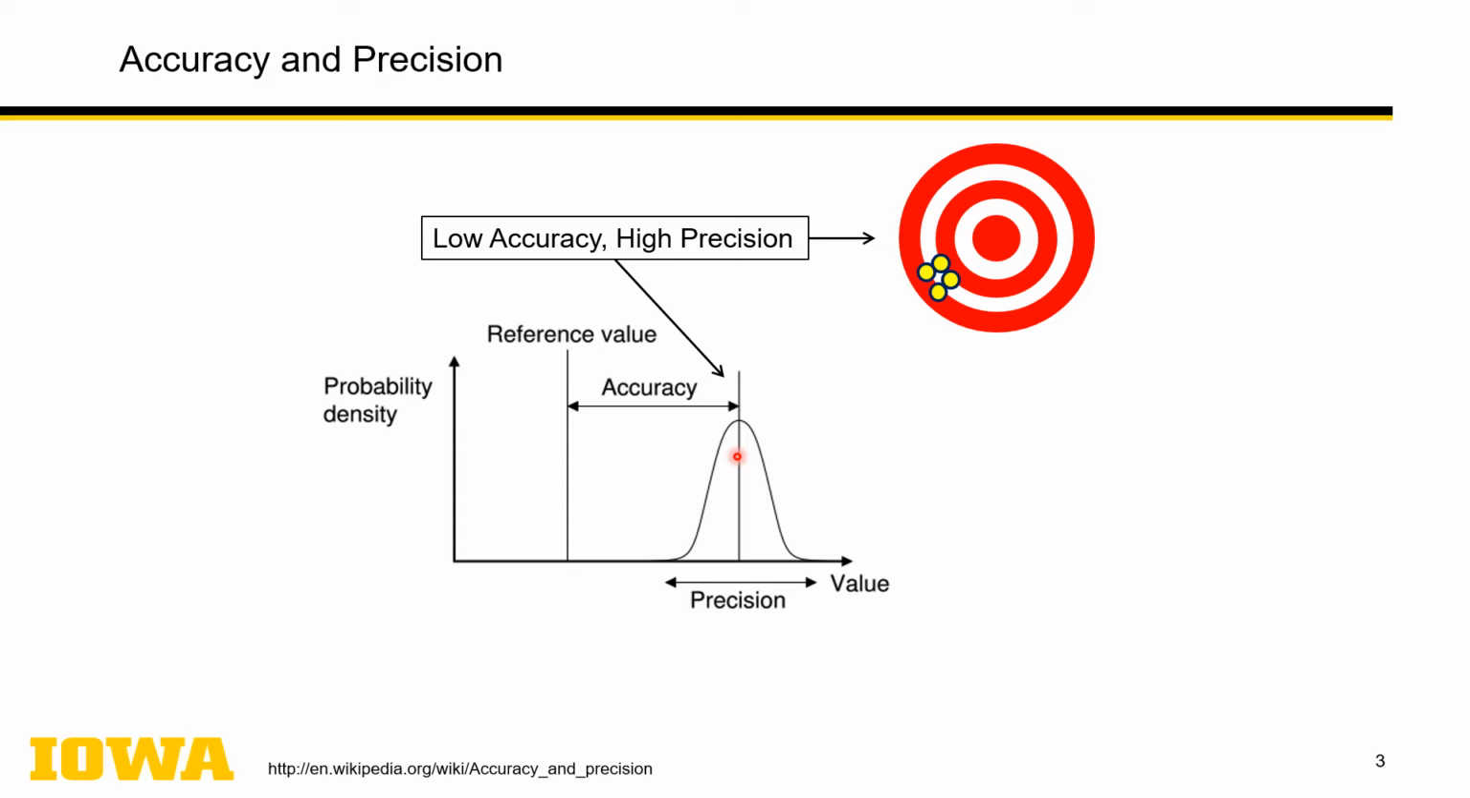How far off are we? And the spread of our distribution is the precision. It's not exactly that way depending on the definition, as we'll see, but this is a good way of visualizing what's going on from the standpoint of your data points.